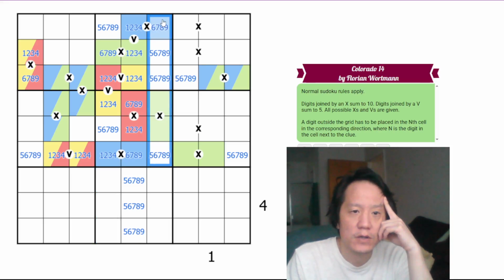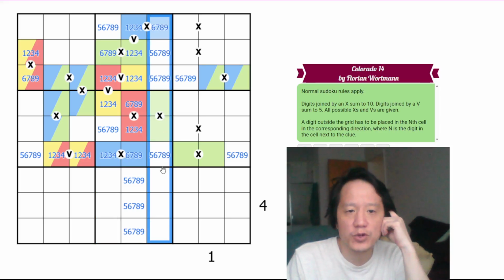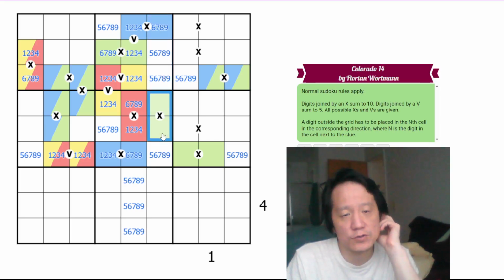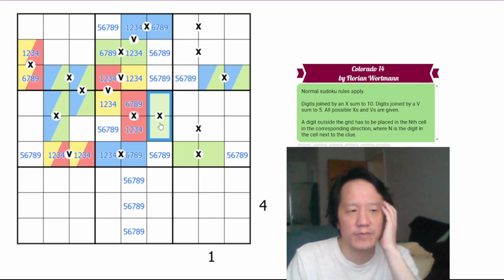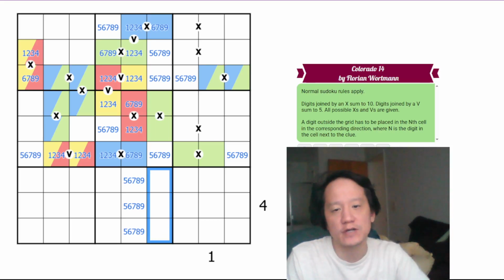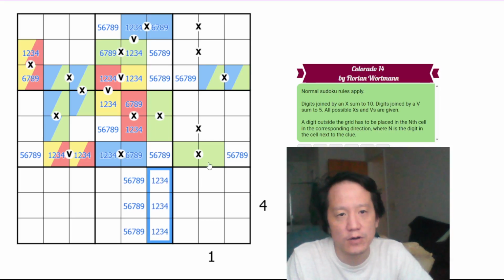Okay. In column 6, we have 5 digits from 5 through 9. These 3 and one of these 2. Sorry, these 4 and one of these 2. Which means the rest of the column cannot contain 5 through 9. So these must be 1 through 4 here.